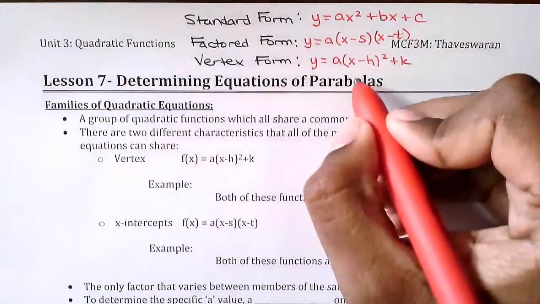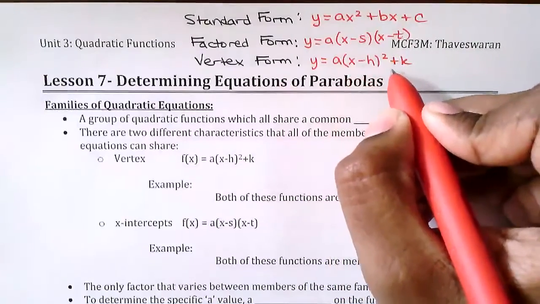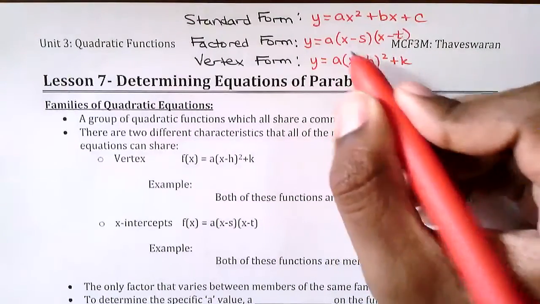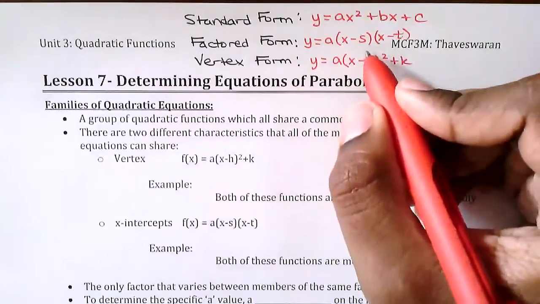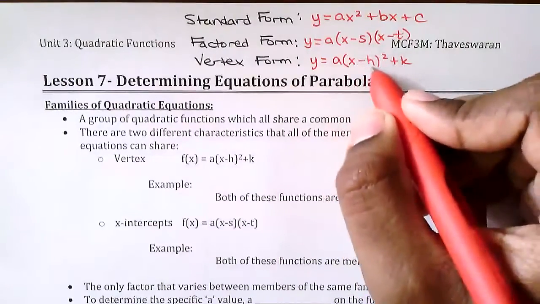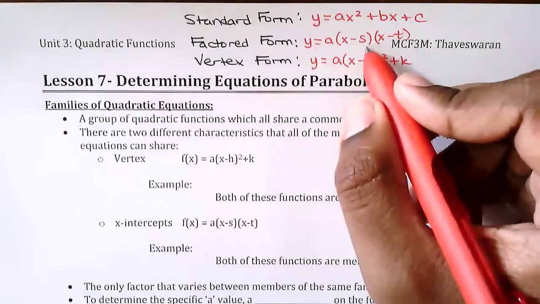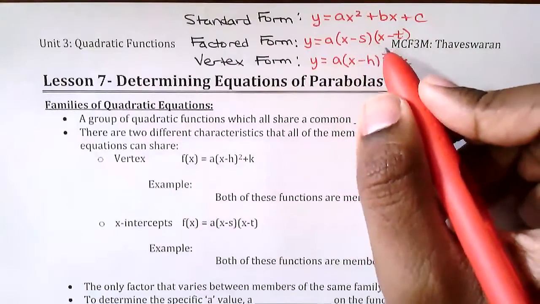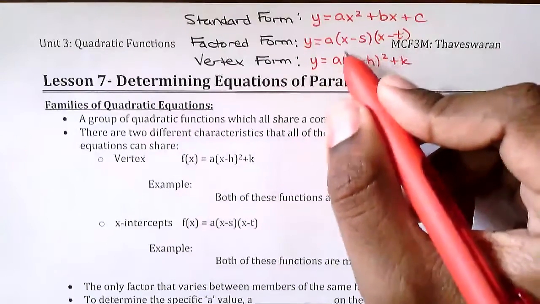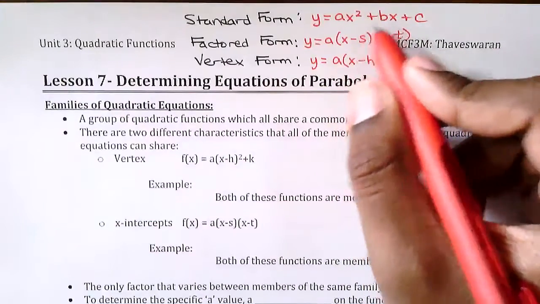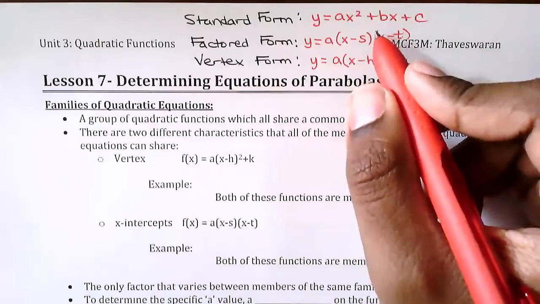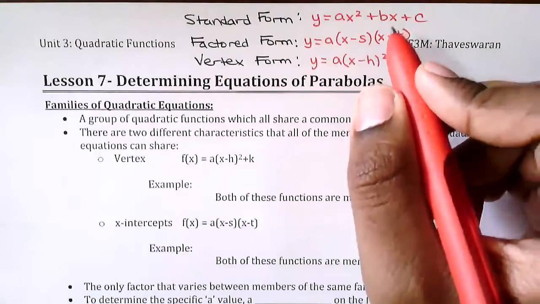So we dealt a lot with the vertex form when we were looking at graphing parabolas. We started to talk about factored form. Remember, the significance of the vertex form is we can read the vertex right off of this. The significance of the factored form is that we can read the x-intercepts right off of the factored form. We will touch base on standard form in the subsequent lessons.